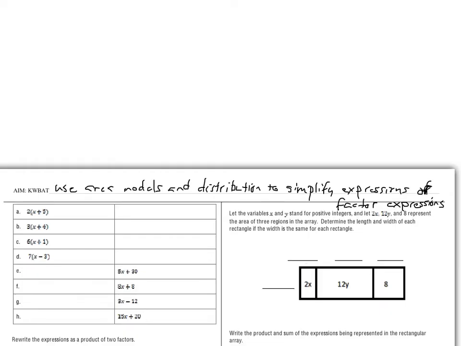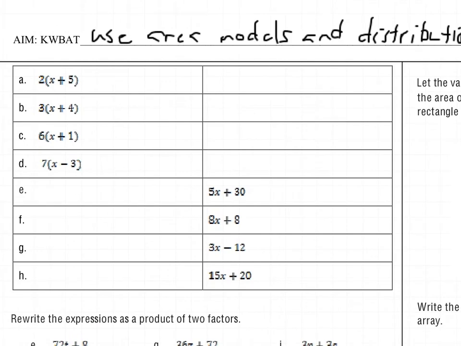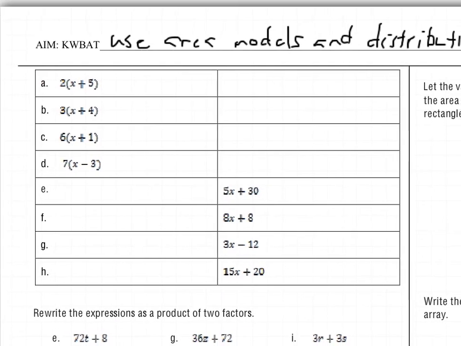Alright, let's look at our aim for today. Today's aim, Kipsters, will be able to use area models and distribution to simplify expressions or factor expressions. So looking over here, we have this first box. On the left hand side we have factored expressions. On the right hand side we're going to be looking for distributed or simplified expressions. You should be able to complete this box on your own, so please go ahead and do that. It should take you about 1.5 minutes.